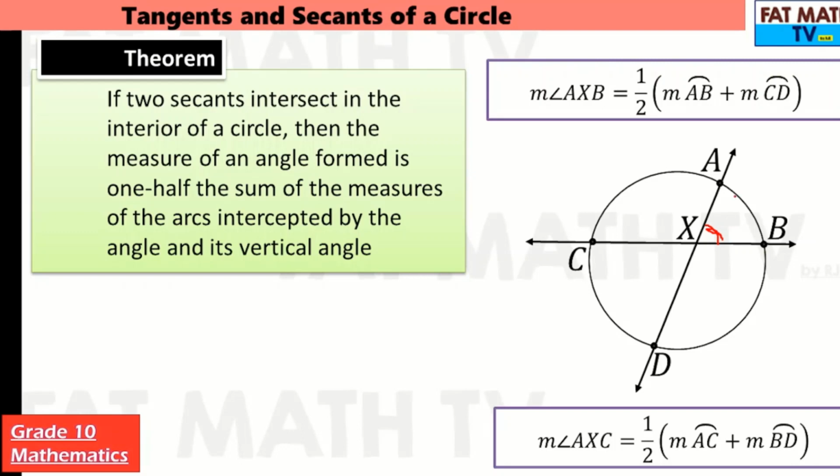So the arc intercepted by this angle is AB, and the arc intercepted by the vertical angle. So the vertical angle to this angle here is this one, and its intercepted arc is this. So if two secants intersect in the interior, half the sum of the two intercepted arcs is the measure of the angle. So the measure of this is half the sum of this and this.